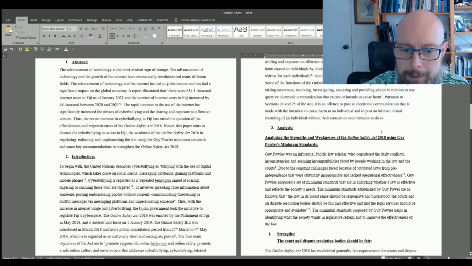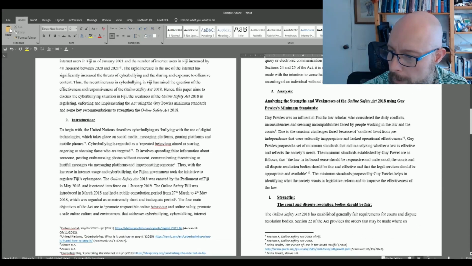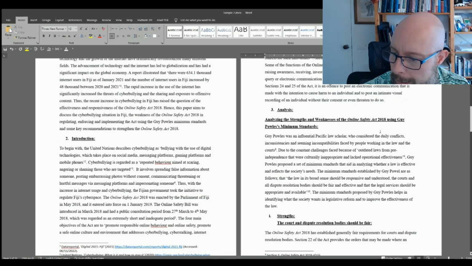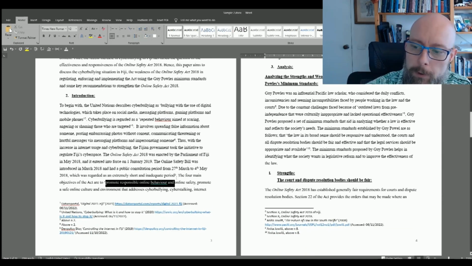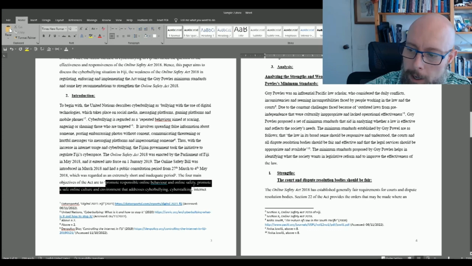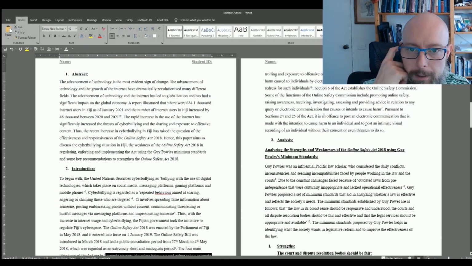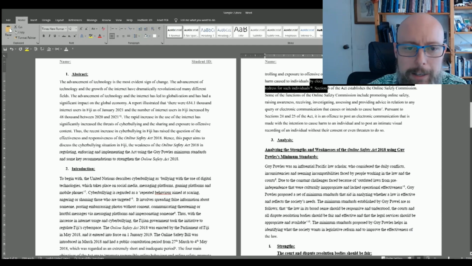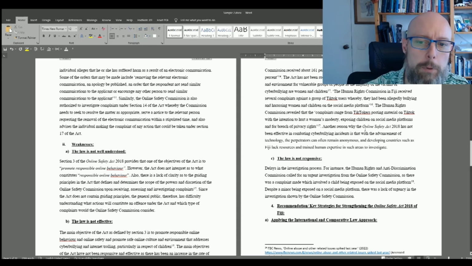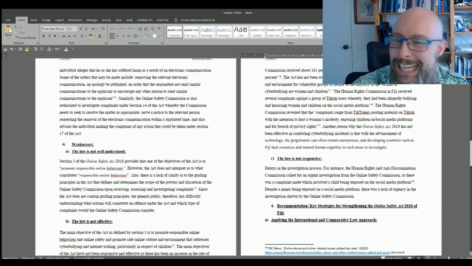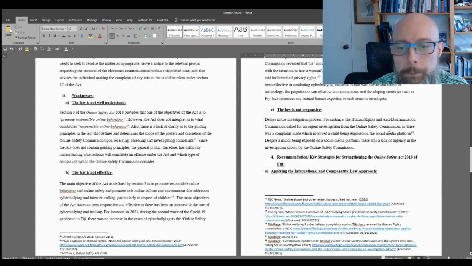The Online Safety Act, per this student, was enacted to promote responsible online behavior and safety and an online culture that addresses these things and tries to limit harmful content, etc. And provide an efficient means of redress. So this student could be saying that it's not effective because it's not providing an efficient means of redress, and give some sort of evidence there. Tick, done. Instead of, we're sort of arguing around the point here.